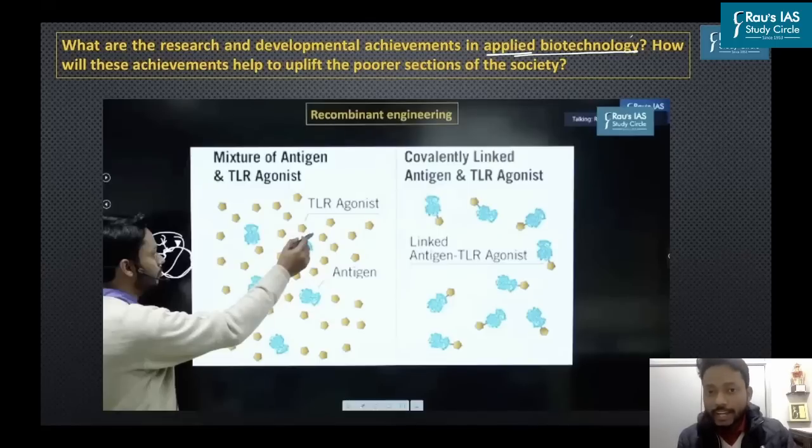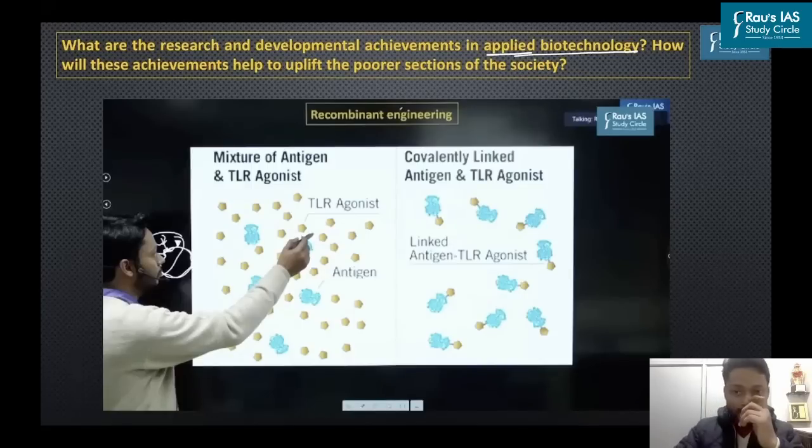See, this question also has the nature that UPSC generally has for science and technology, the application of technology. So you have to know the important upcoming technologies, researches in biotechnology, and how it's going to help the common man.